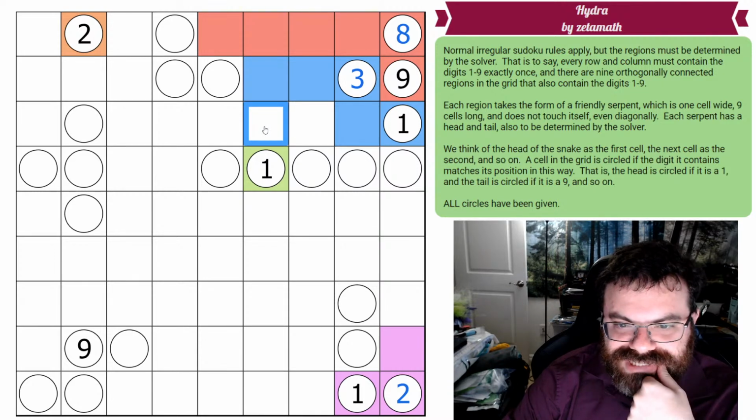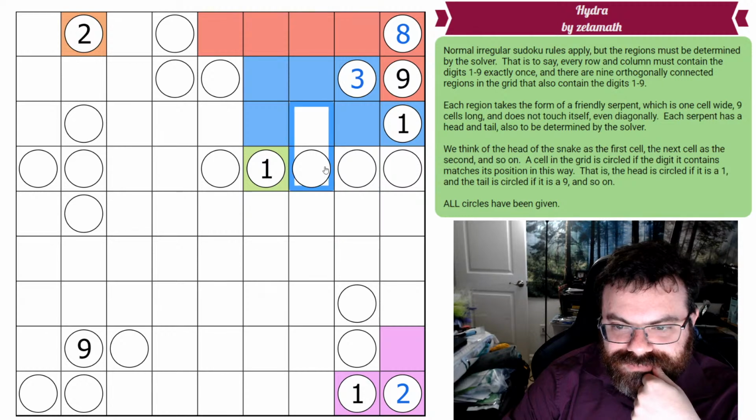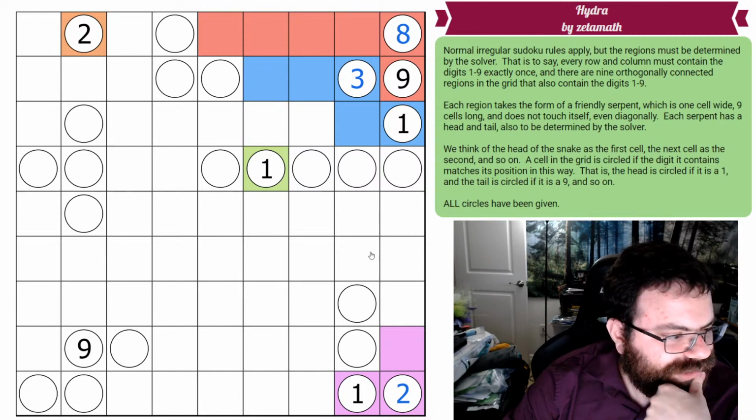If blue came down, that would form this here. Be the end of a snake. I don't right now see an issue with that.